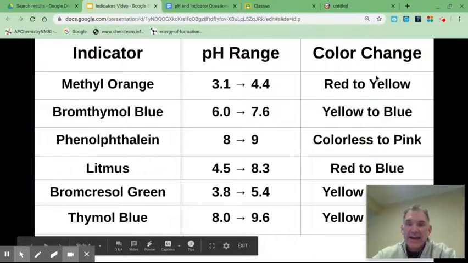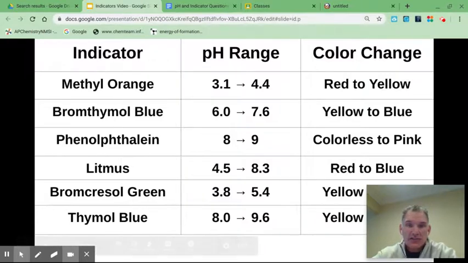Here we have our copy of table M. Now, again, as I mentioned before, methyl orange is actually orange. And what we said was if I'm around this number, so let's say I am 3, I know methyl orange is going to look red. If I'm at 4.6, it's going to look yellow.